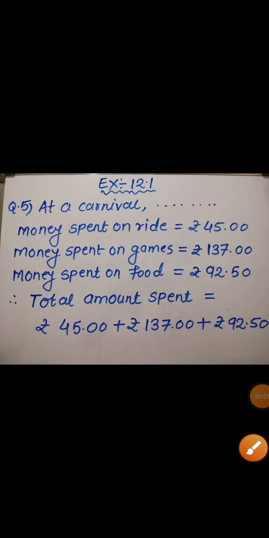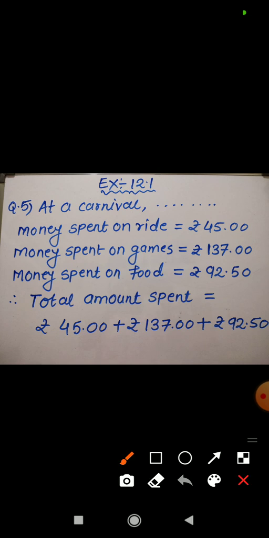Students, now in this video I am going to explain 5th and 6th word problem of exercise 12.1. See, I am going to read the 5th question now. You all please look into your textbook. The question is, at a carnival, Rahul spent 45 rupees on rides, 137 rupees on games and 92 rupees 50 paise on food. If he had 300 rupees, then how much is left with him?